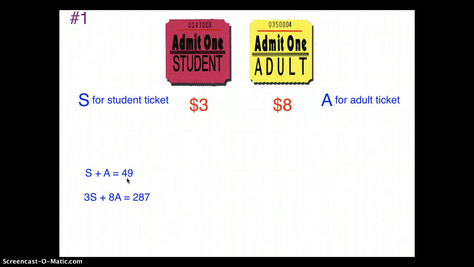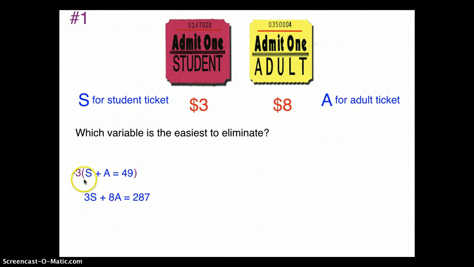Personally, I would choose to get rid of my S just because I would only have to multiply by 3 and I would choose the smaller number versus the larger number. I would prefer to keep my numbers small. So in this case, I will go ahead and multiply this entire equation by a negative 3. And please understand, I do have to multiply by a negative because if it was positive, things will not get eliminated.